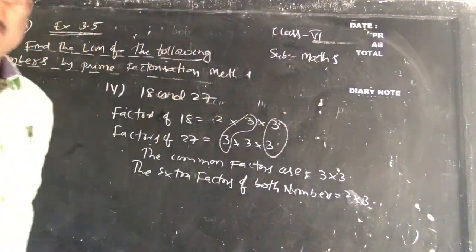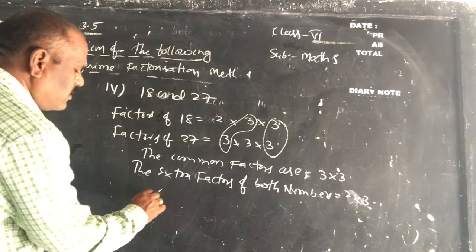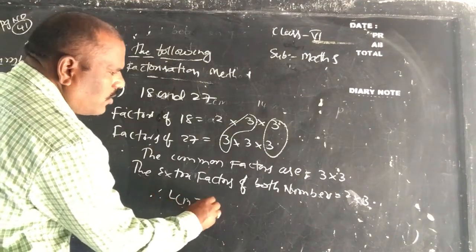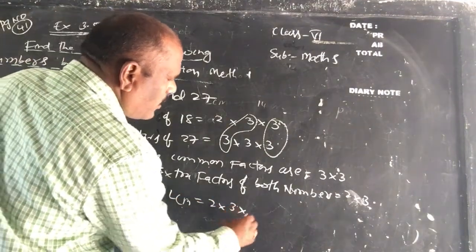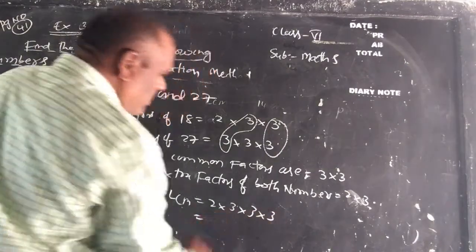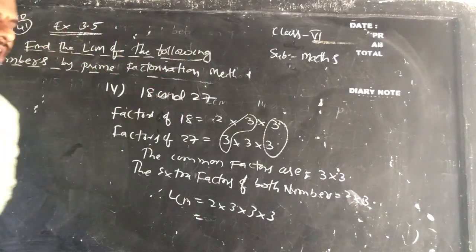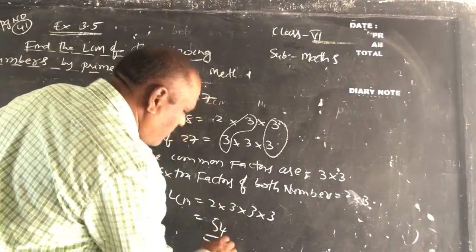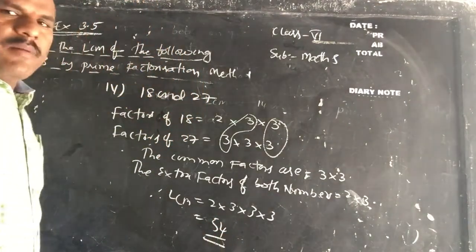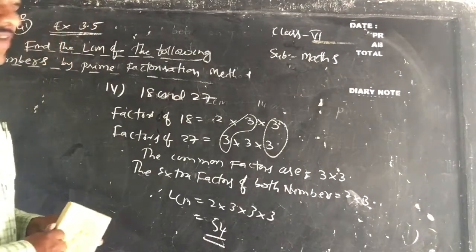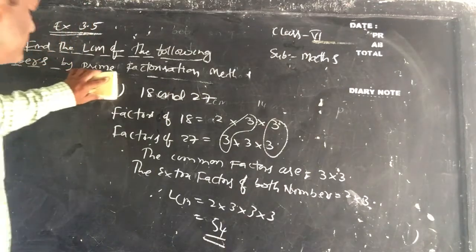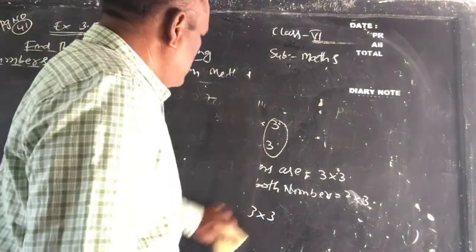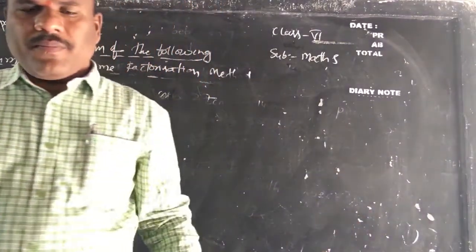Extra factors. Now LCM equal to what? LCM equal to 2 into 3 into 3 into 3. 2 3 is 6, 6 3 is 18, 18 3 is 54. 54 is the LCM of the given numbers, that is 18, 27. Okay children, so this is the first bit.